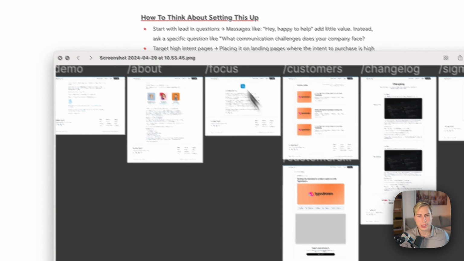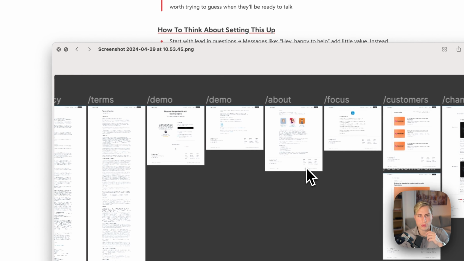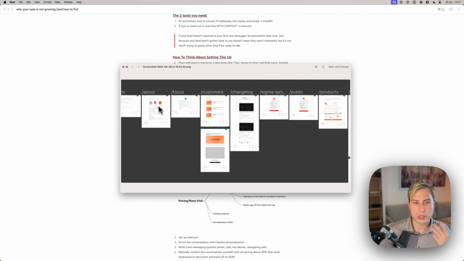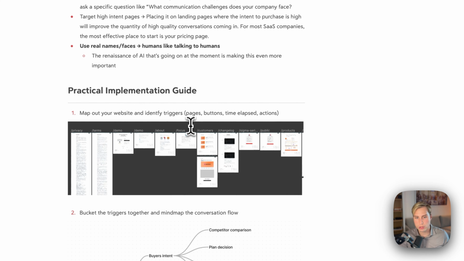So this is an example that I did over here. So you can see that this is the different pages in our new website that's about to come out for Seeking Sigma. And then what I've done is once I've got all the pages here, I sort of decide which pages is it worth triggering a message, and what is the correct context within that to go ahead and do it.